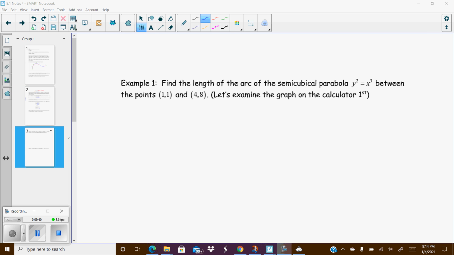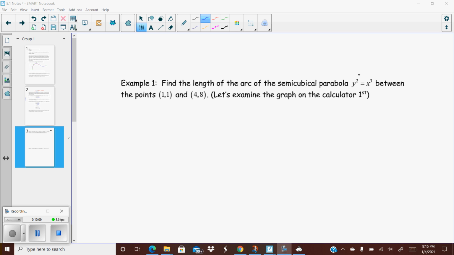All right, so our first example here, we're actually going to find the length of the arc of the semi-cubical parabola y squared equals x cubed between the points (1, 1) and (4, 8). And we are gonna look at this on this graph on the calculator. But I want to make sure you understand, first of all, you don't need to know what a semi-cubical parabola is in order to do the problem. It's just kind of neat to know that that's what we're going to be doing.